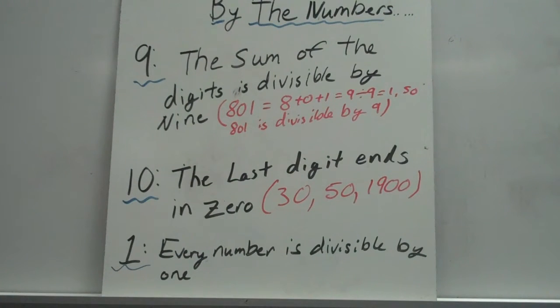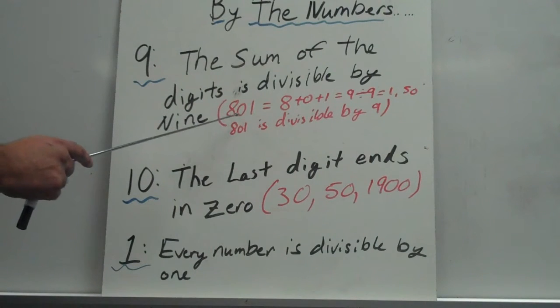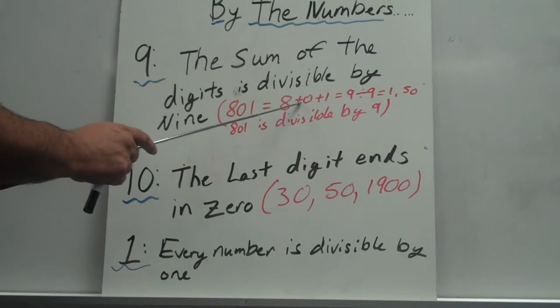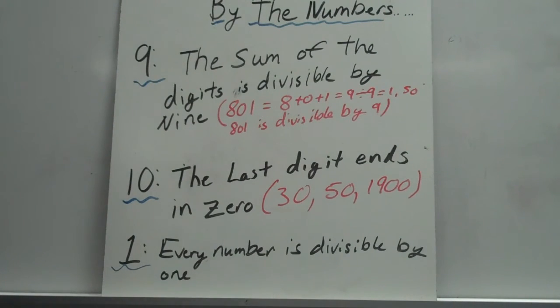A number is divisible by 9, kind of similar to how we found if a number is divisible by 3. But a number is divisible by 9 if the sum of the digits is divisible by 9. So, with the number 801, we take the individual digits of 8 and 0 and 1, and 8 and 0 is 8, plus 1 is 9. And 9 is obviously divisible by 9, so 801 is divisible by 9.